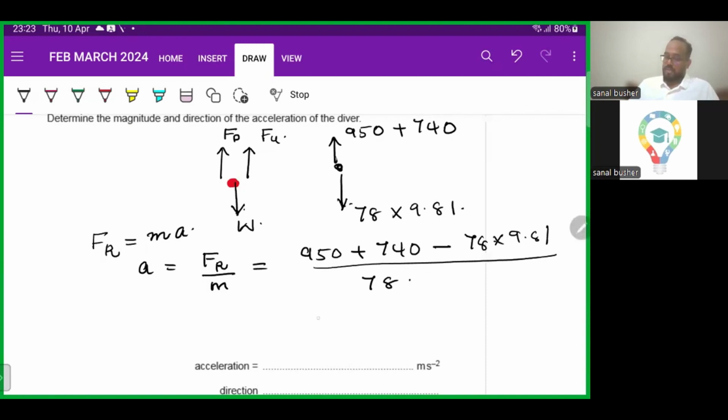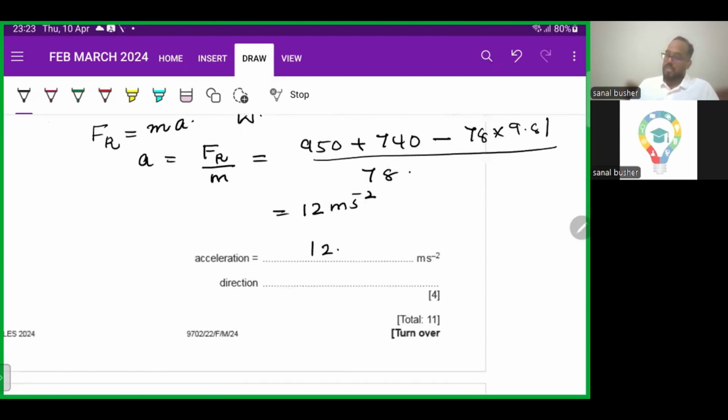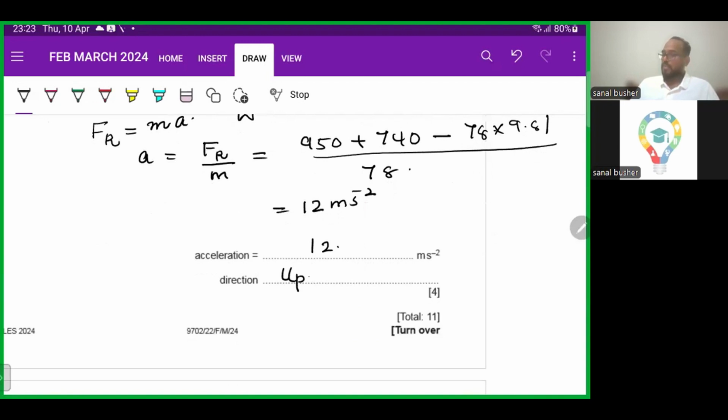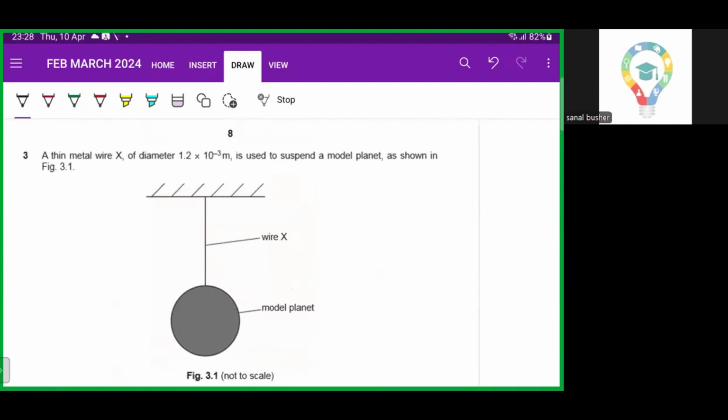So the acceleration you are getting is 12 meter per second square. Okay, so your answer is 12. You know that what is the resultant force? The resultant force is in the upward direction because upward force is more. So what is the direction? Upward. So we will move on to the next question.